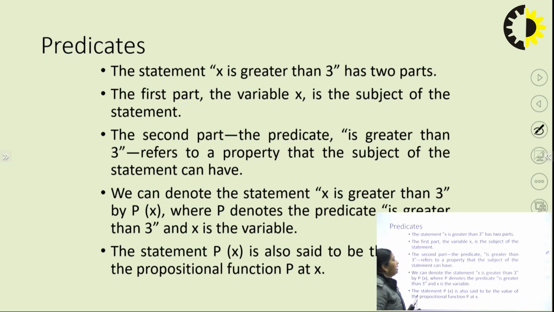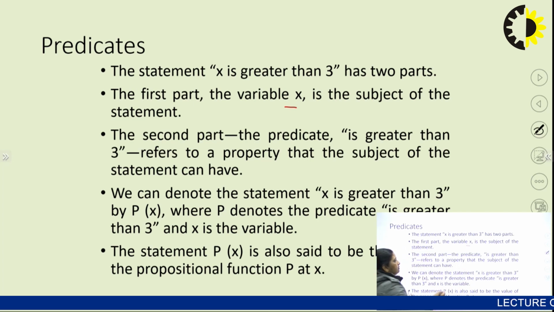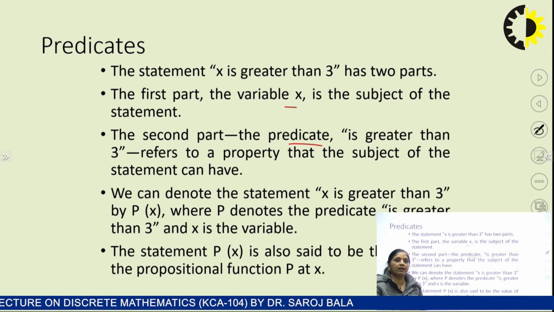Let me say I have a statement X is greater than 3. X is greater than 3 has two parts. One is X and the other is the condition, the predicate, is greater than 3. So we have two parts in this. What am I talking about? I am talking about the condition on x. So x is my subject and the condition is the predicate. What is the condition? Is greater than 3.